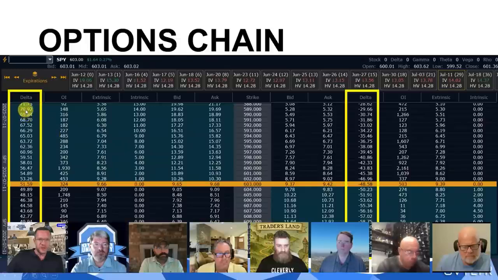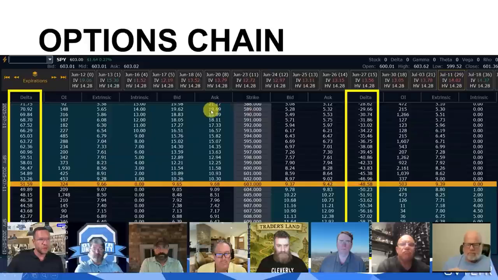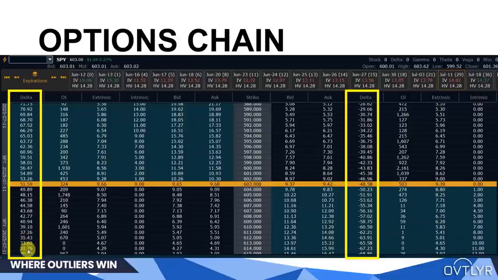Now, when you see one that's 70 right here, that means the 589 strike, for every $1 that the SPY moves, so it goes from 603 to 604, the price of this option will increase by 70 cents. Okay. Delta is incredibly important. And then we can go out of the money and we can do the opposite, where this one moves 31 cents for every $1 that the price of the SPY moves. Right? So they have different levels of intensity, if you want to think of it that way.